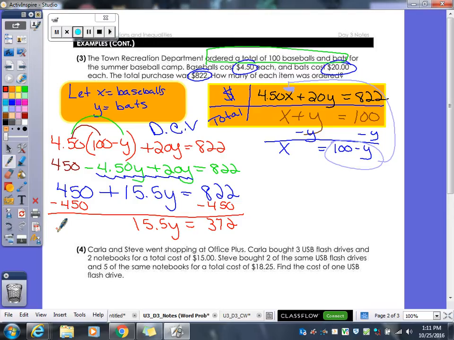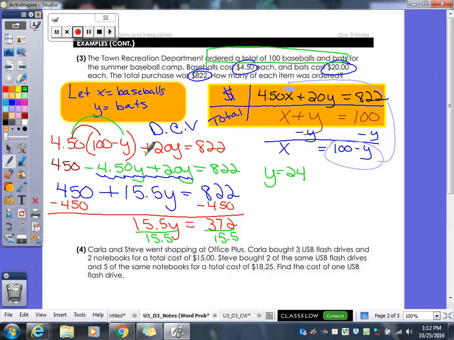Okay, and then what am I going to divide both sides by? 15.5. Okay, now do this in your calculator. I want everyone to do it, not just John. 372 divided by 15.5. What do you get? What is it? 24? 24? So y equals 24. Y, remember, was our bats. We ordered 24 bats.